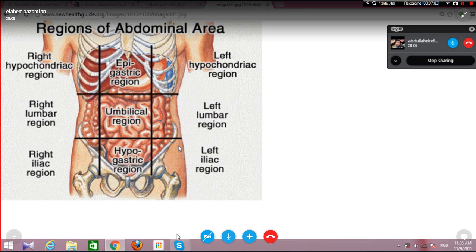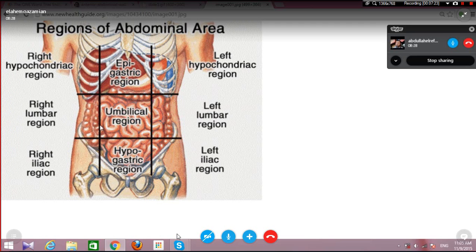You can draw transtubercular line, tubercle. Do you remember iliac tubercle? If you draw a line that passes through iliac tubercle here, this is called transtubercular.